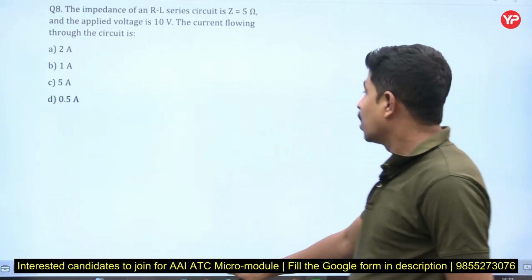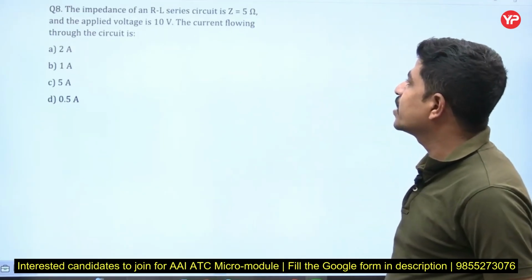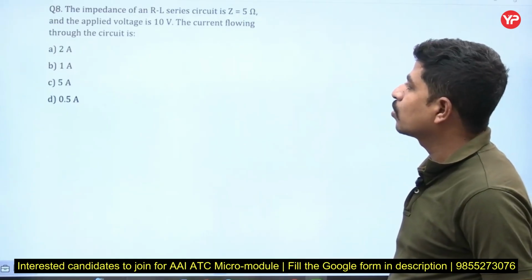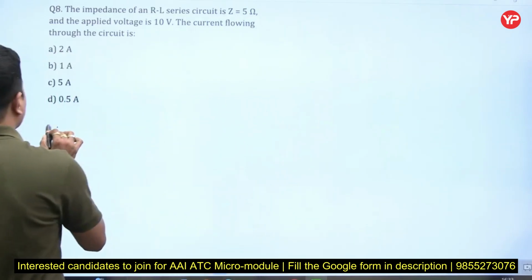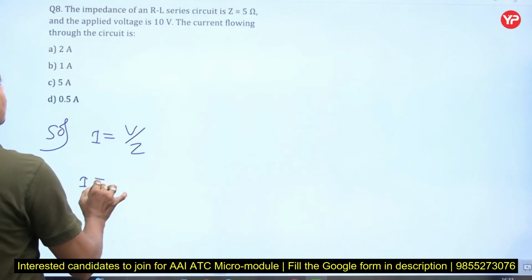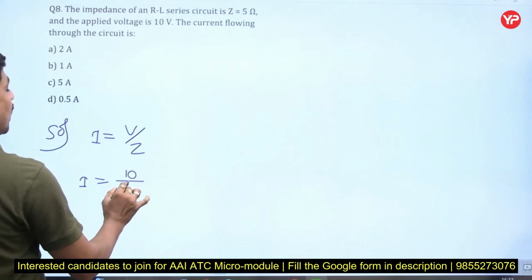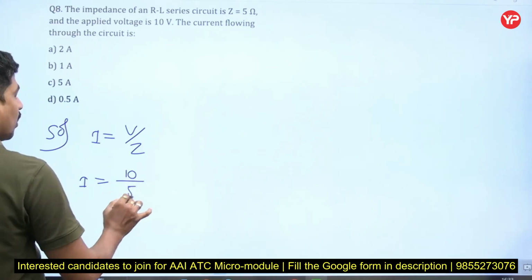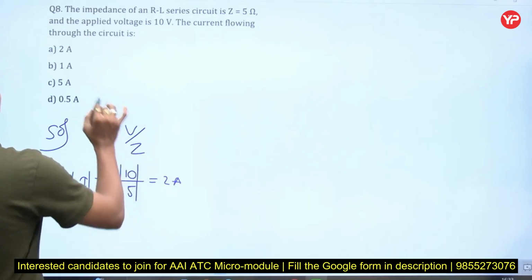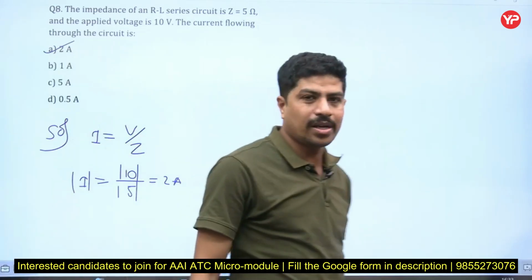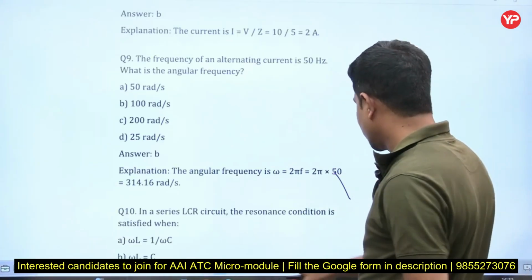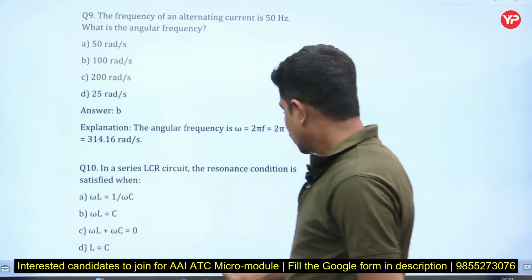The impedance of an RL series circuit is Z equal to 5 ohms and the applied voltage is 10 volts. The current flowing through the circuit is, this is also very simple, I is equal to V by Z. The voltage given is 10, the impedance is 5, so that is 2 amperes. This is only magnitude; all magnitudes only we are taking. Option is A, 2 amperes. So the given voltage is always taken as RMS value if he did not mention otherwise. Next question.